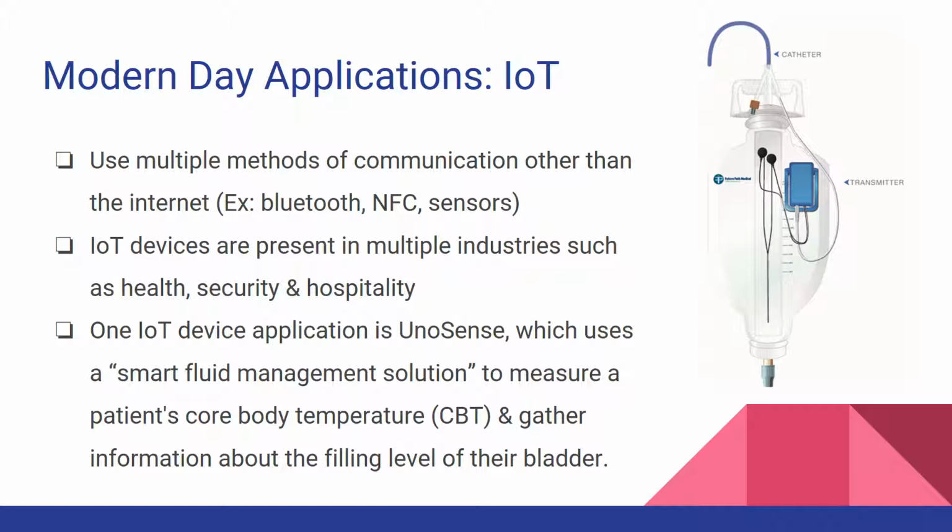In modern society today, IoT devices are used in a multitude of different industries due to their ability to network with very little CPU memory or power sources. Wearable IoT devices such as the Apple Watch or Samsung Gear are both able to track your heartbeat, check your emails, and tell you the current time while staying completely wireless through highly sensitive sensors. IoT devices are also present in the healthcare industry through a smart fluid management solution called EuroSense, which automatically measures the core body temperature and the filling level of the bladder.